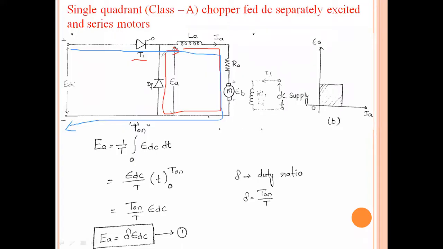So you can see we have seen a positive voltage and a positive current. In the first mode, the voltage is positive.